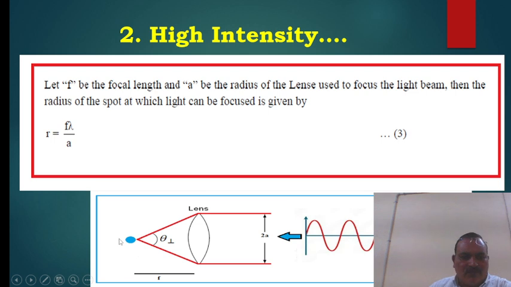This is the way we can calculate the radius of the spot.